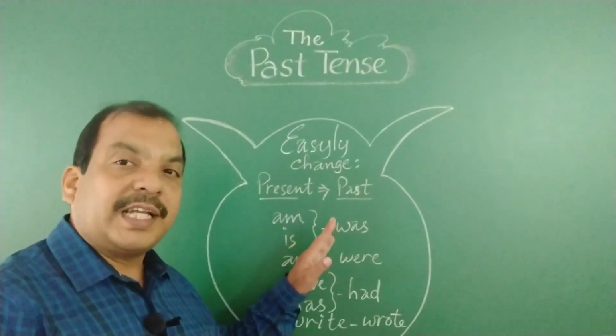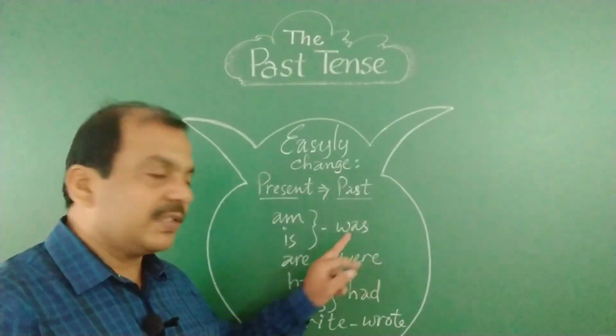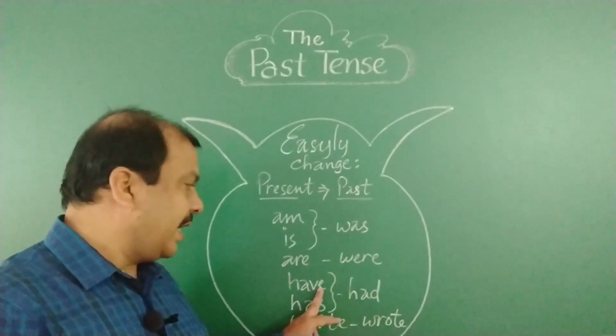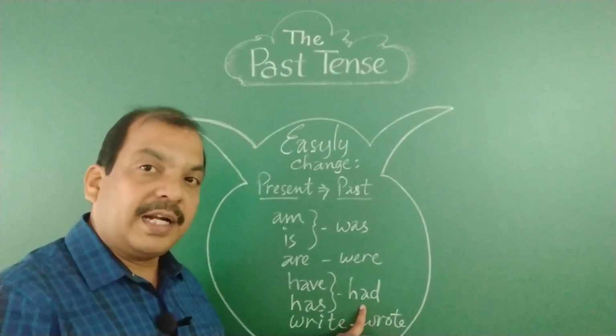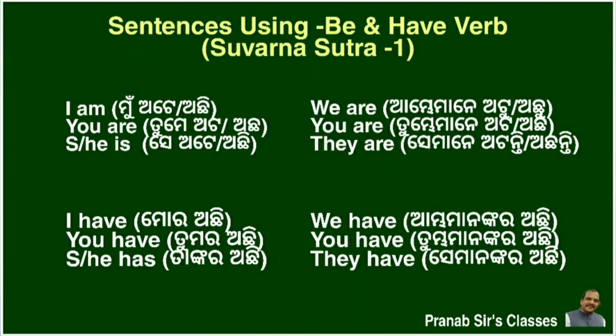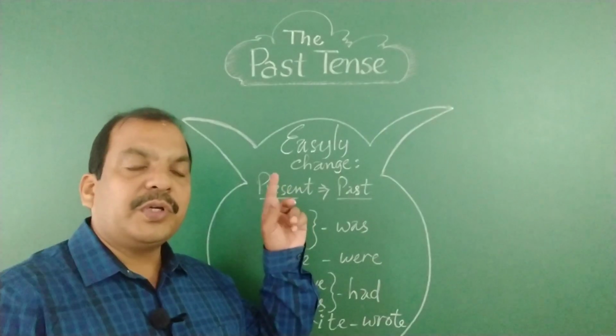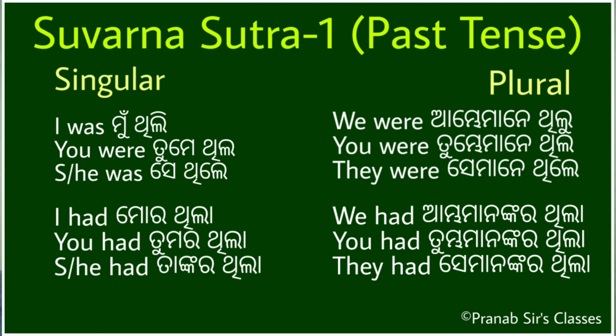And how can you change them into past? Am and is become was, are becomes were, have and has become had, and the past tense of write is wrote. See the slide that we discussed in the present tense, about the be verb and have verb. You can easily change now: in place of am, is, are and have and has, you can use their respective past tense.